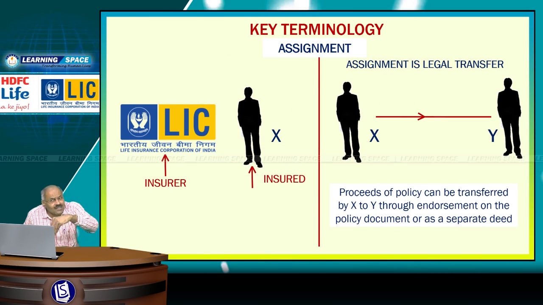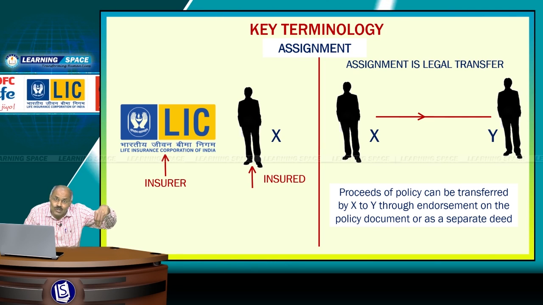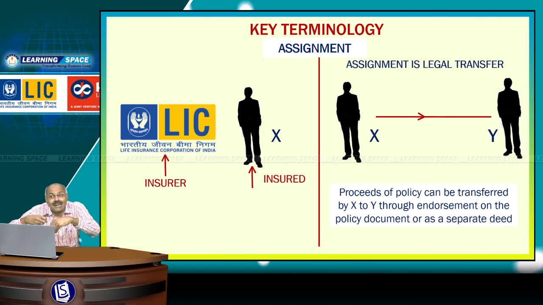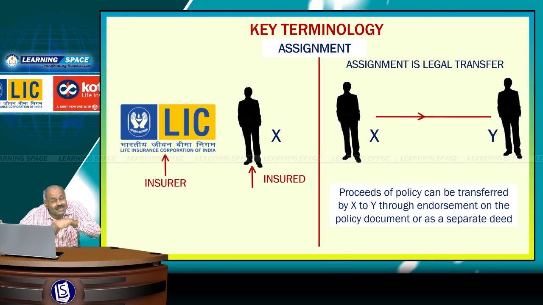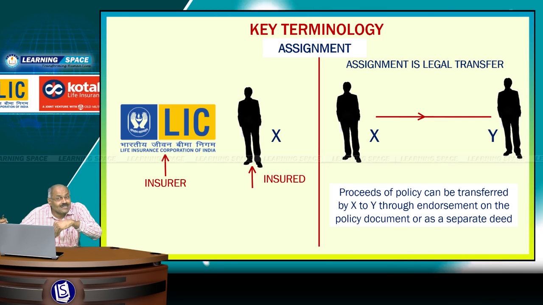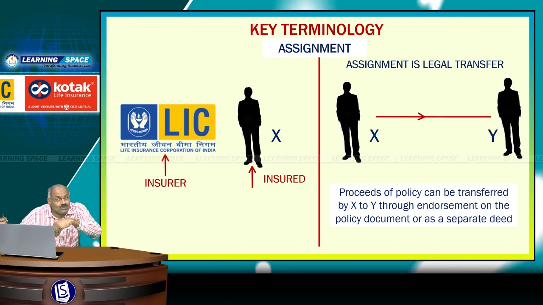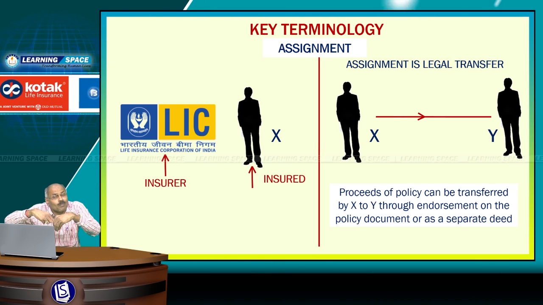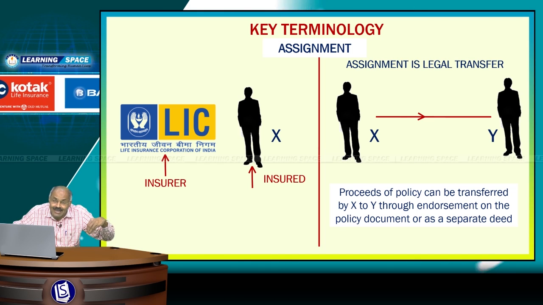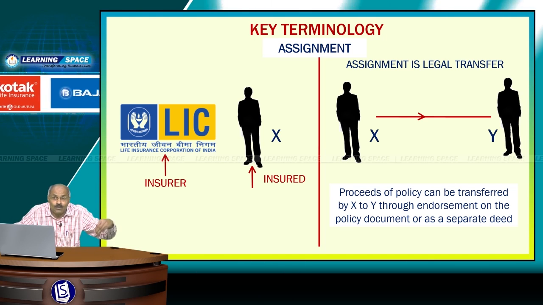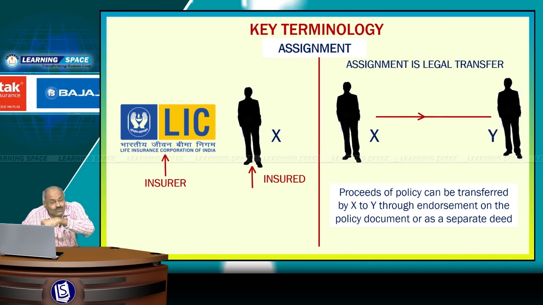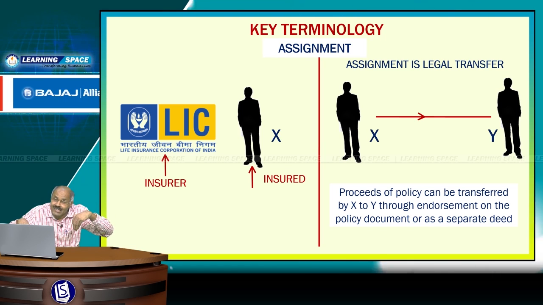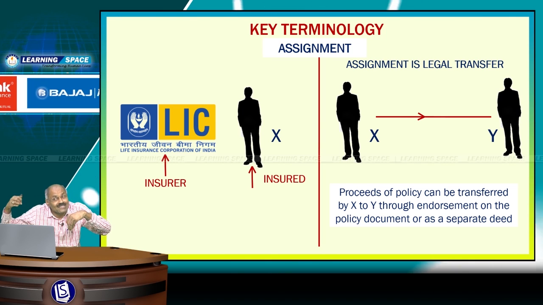Assignment. X has taken the policy, X is the insured, LIC is the insurer. Through assignment, X can transfer the proceeds of the policy. Assignment is the legal transfer. So the policyholder or the insured can legally transfer the policy to Y. That is known as assignment. That means through assignment, the proceeds of the policy can be transferred by X to Y. Then what will happen? If X dies, the money will go to the assignee.